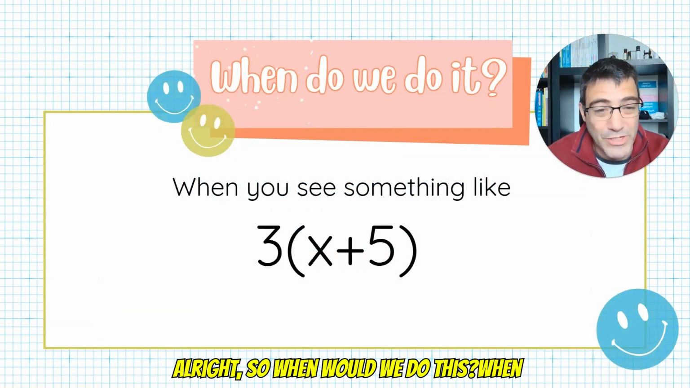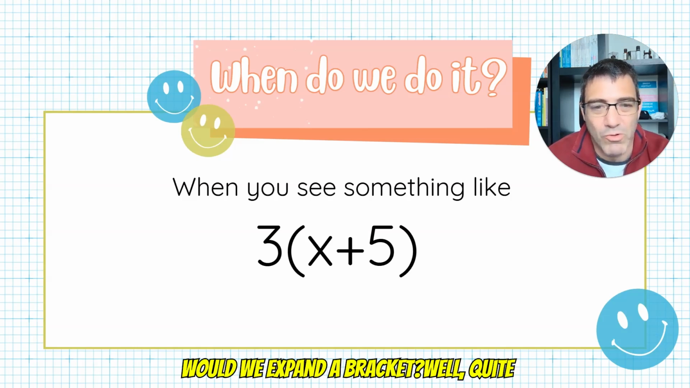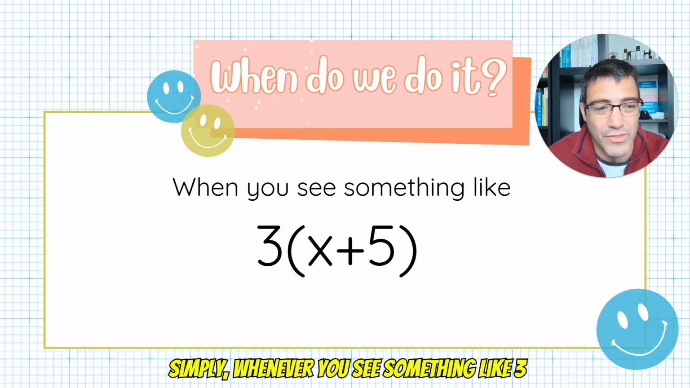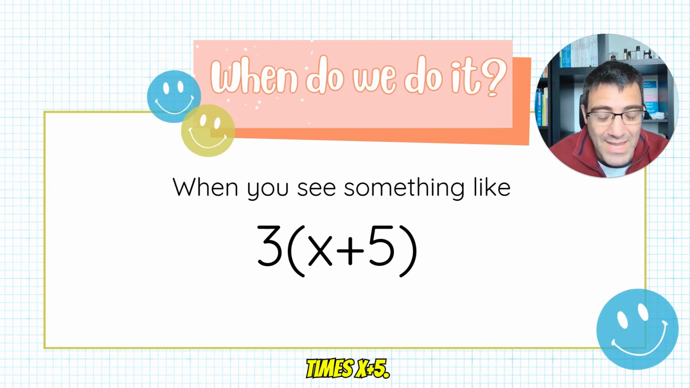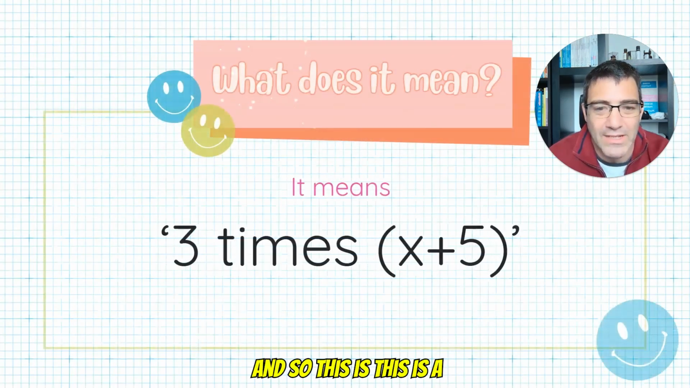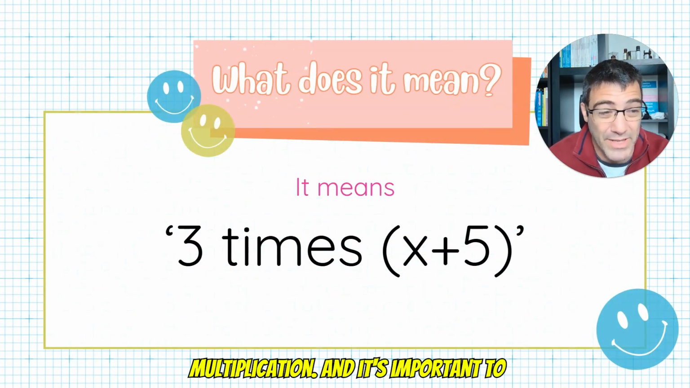All right, so when would we do this? When would we expand a bracket? Well, quite simply, whenever you see something like 3 and then next to that you see x plus 5, this means that we need to do 3 times x plus 5. And so this is a multiplication.